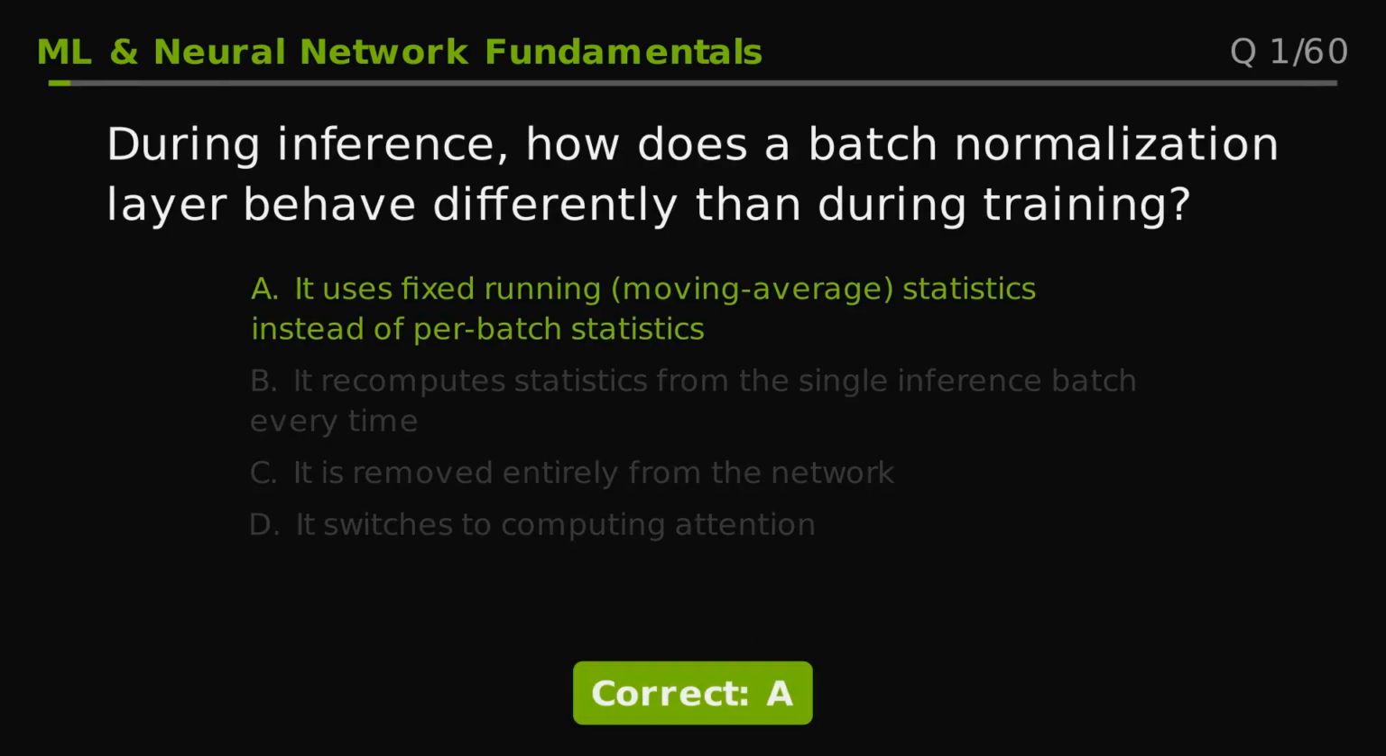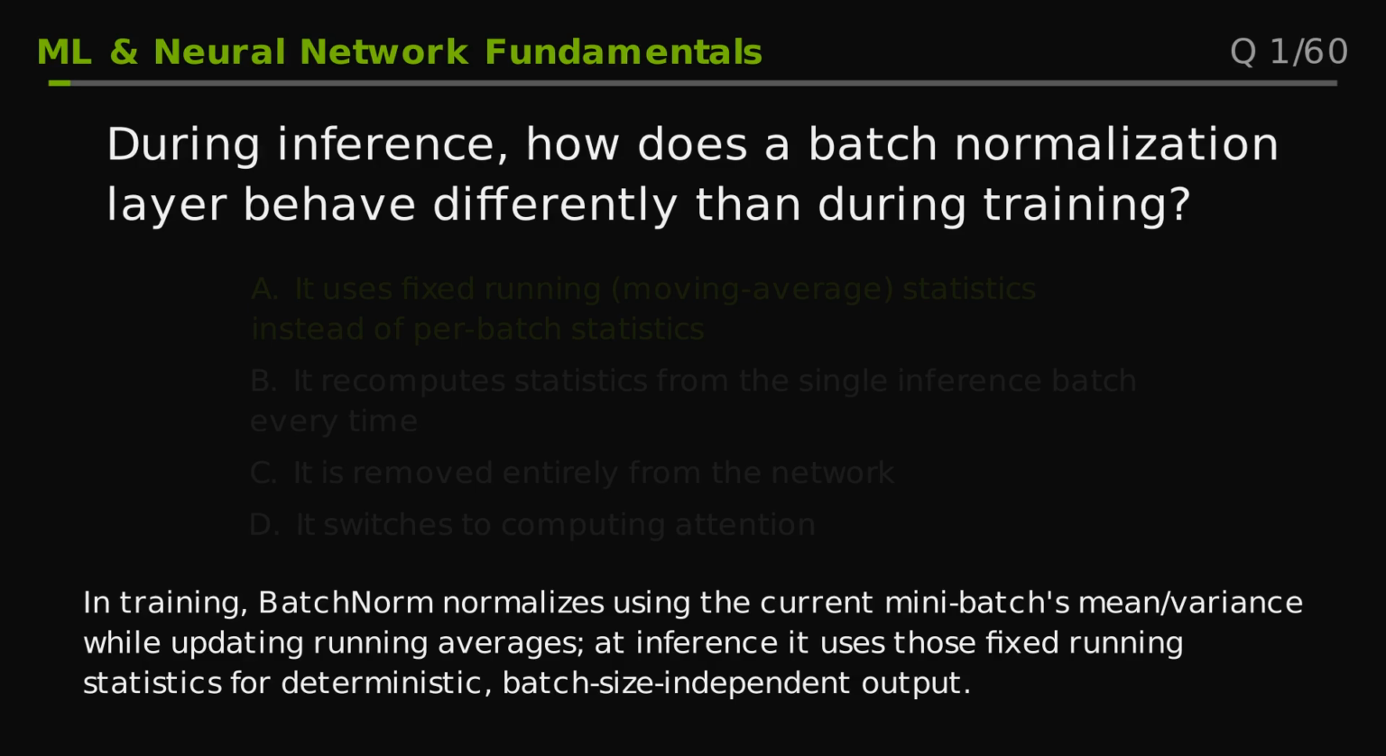The correct answer is A. In training, batch normalization normalizes using the current mini-batch's mean and variance while updating running averages. At inference, it uses those fixed running statistics for deterministic, batch size independent output.